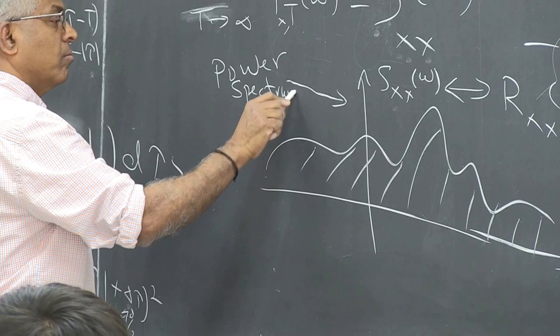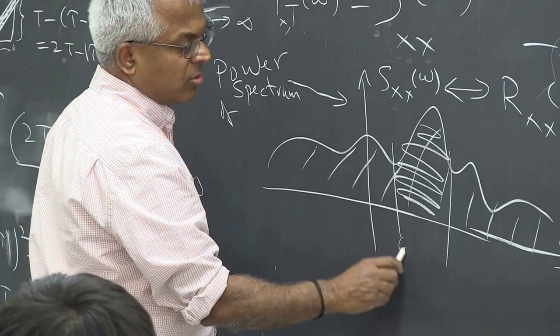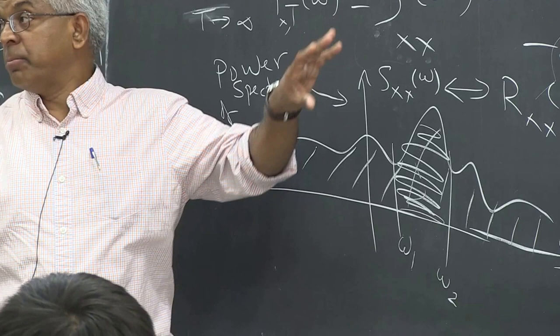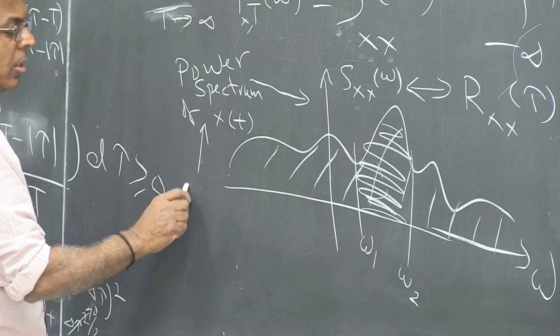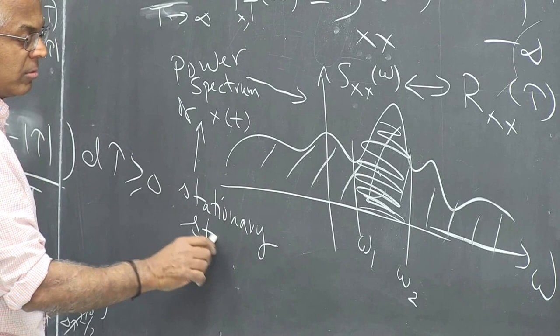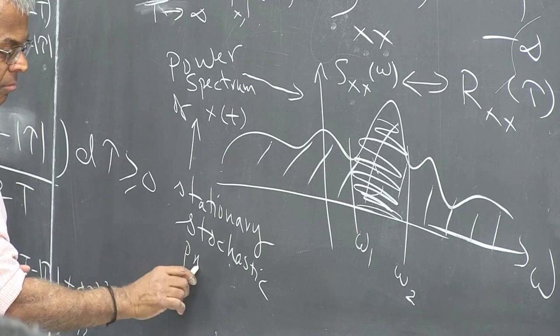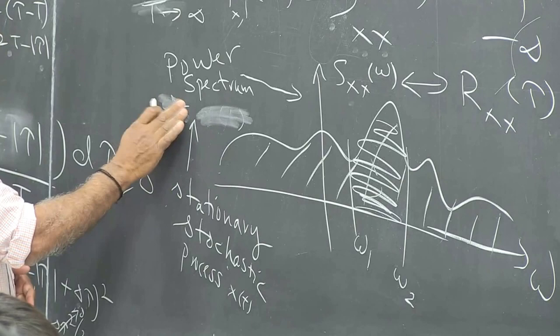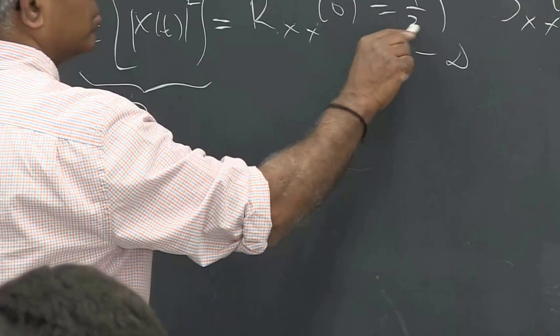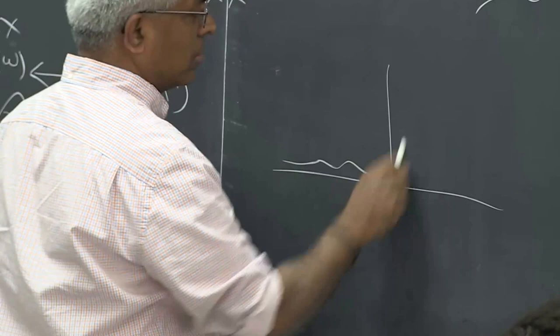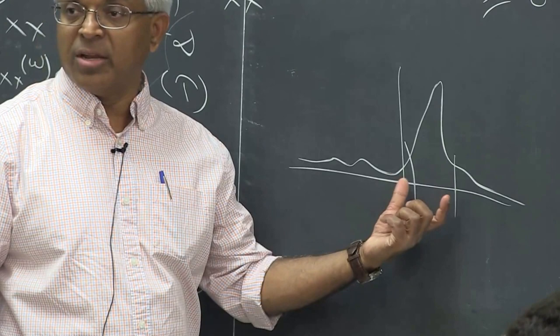So what is this quantity representing here? This is omega 1 to omega 2. This must be representing the power of that process between the frequencies omega 1 to omega 2. This is the power spectrum of a stationary stochastic process x of t. You absorb the 1 over 2 pi, right. So once again, if the power spectrum looks like this, what is its meaning? That means most of the power is concentrated in this frequency band. That's the meaning of this.